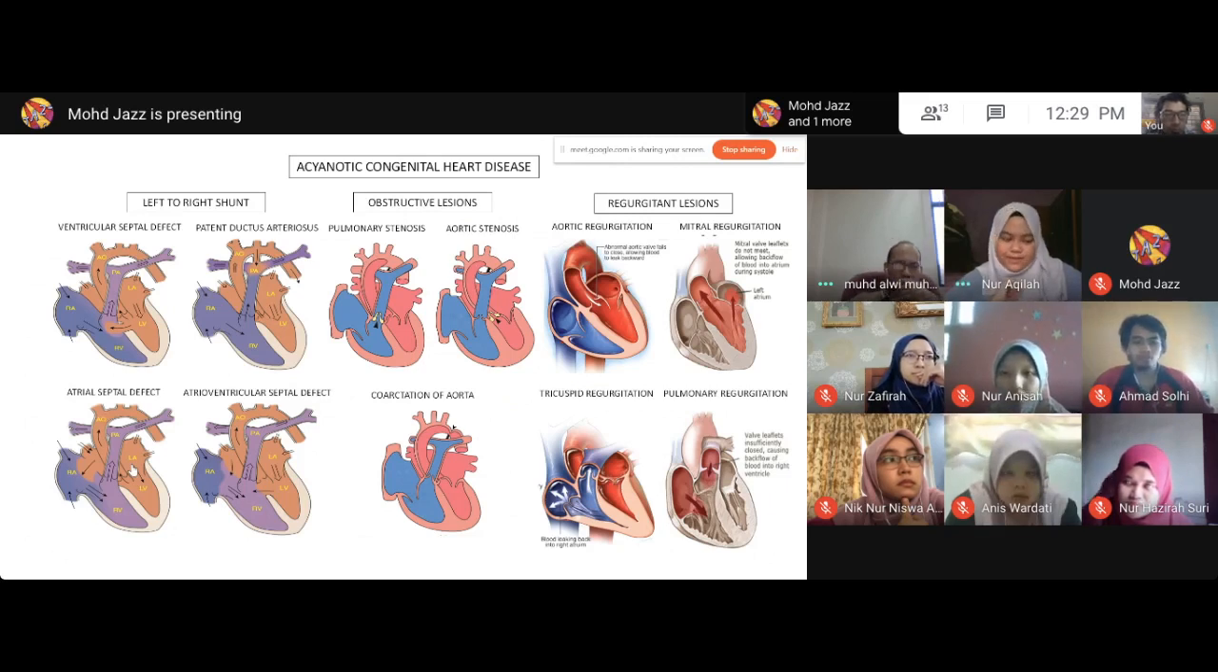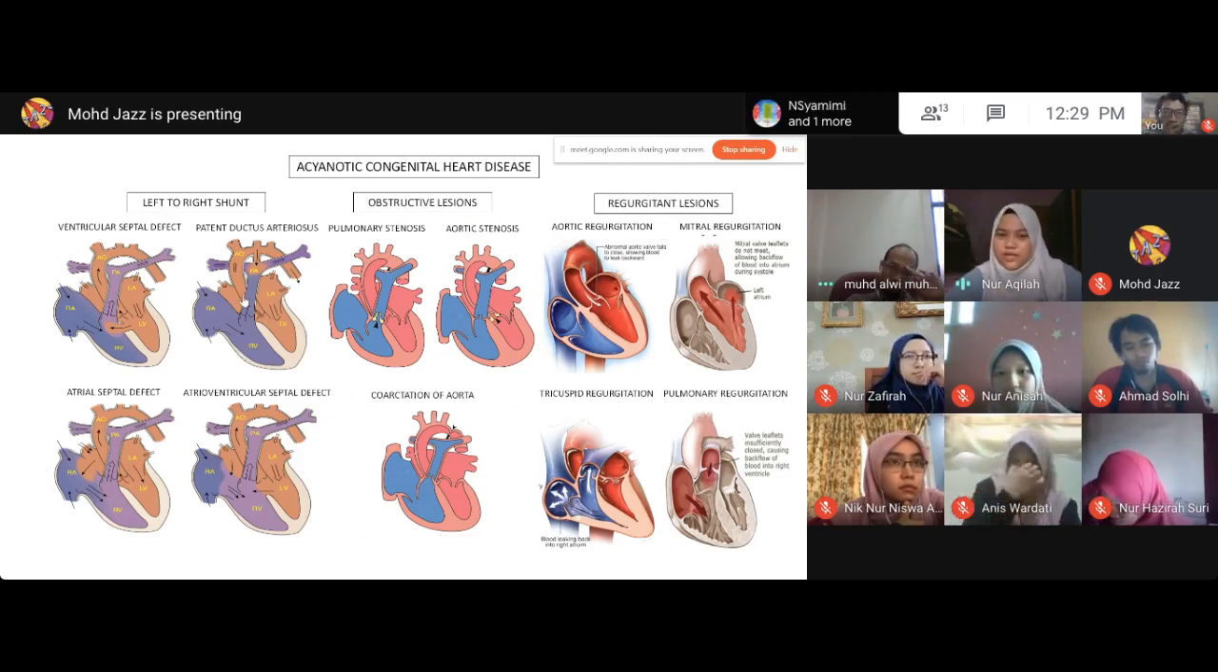Okay. And next is PDA, patent ductus arteriosus. As has been mentioned by our colleague earlier, the ductus arteriosus functionally should be closed within 13 to 15 hours, or about 14 hours. And in some, it may persist up to 14 days. However, if it persists longer than that, the patient may have patent ductus arteriosus.